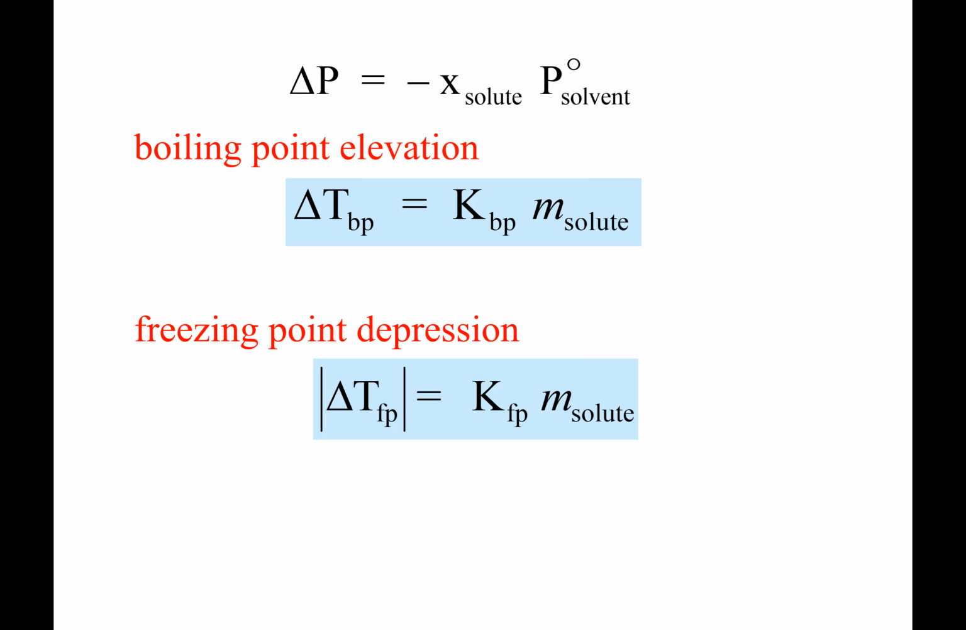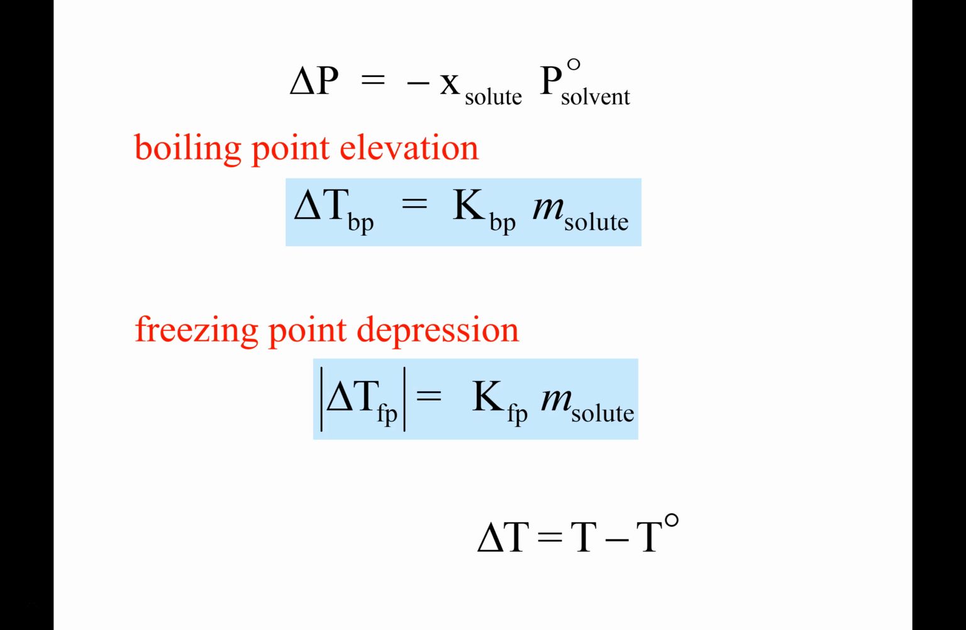Okay. So what do the double bars mean? Absolute value of. Yep. So how depressed your freezing point temperature is going to be looks like this, where we're going to take the freezing point constant for the solvent times the molality of the solute to get how much it's depressed. So our delta T's, whether it's delta TBP or delta TFP, are calculated this way.